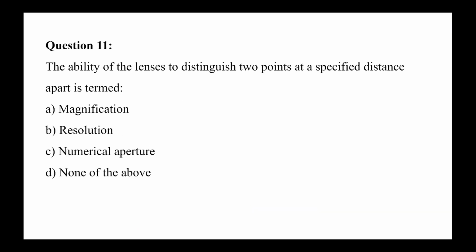Moving on to the next question now. The ability of a lens to distinguish two points at a specified distance apart is termed as option A, magnification, option B, resolution, option C, numerical aperture, and option D, none of the above.